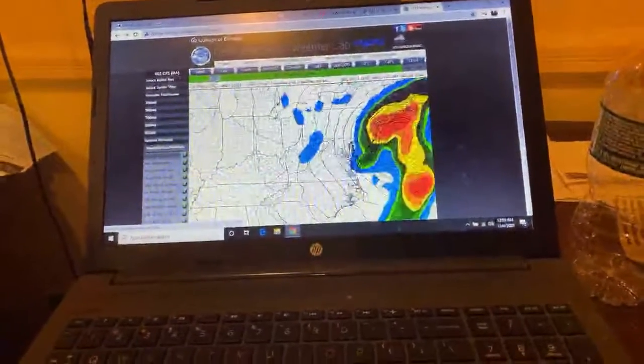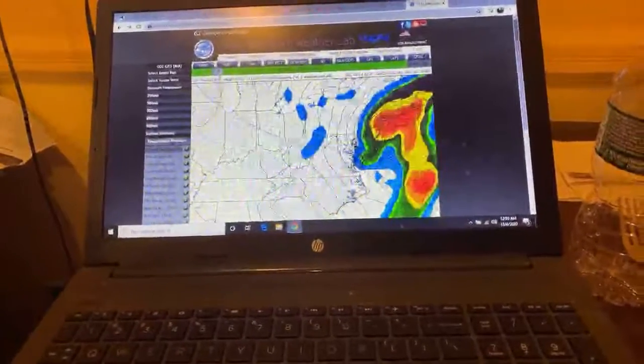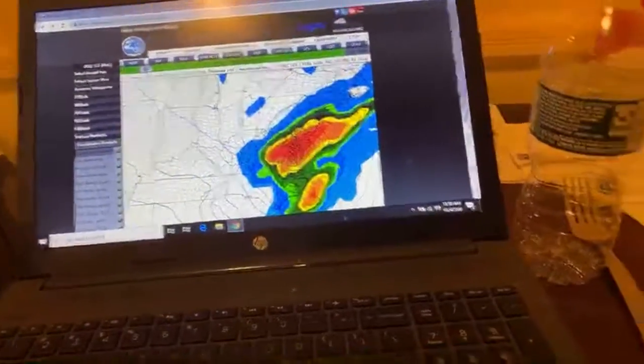The NAM is saying it's going to be faster. However, the GFS... I might try to leave a little earlier because they're saying that the worst of the storm is going to be right about when I'm going to be leaving. So I might leave maybe at 5 a.m. Just need to look at the train schedule.